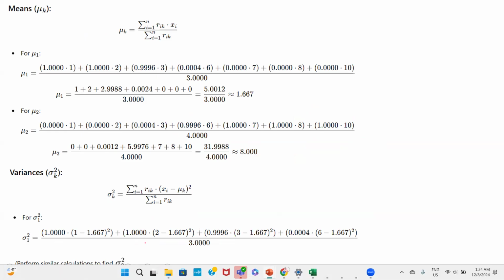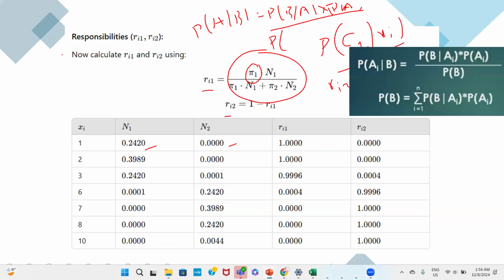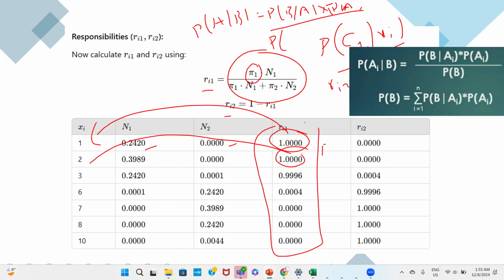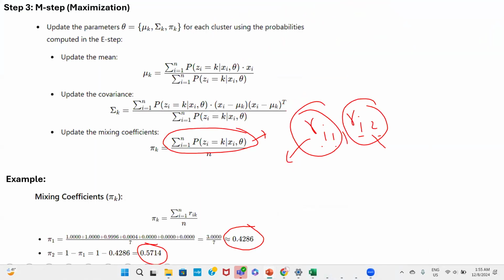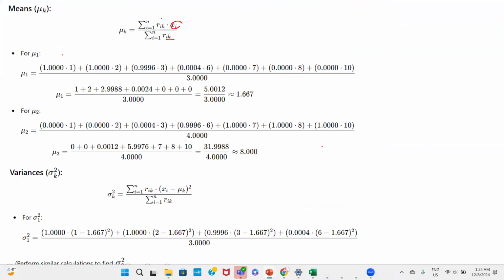The updated mean is nothing but the posterior probability multiplied by the point, divided by the sum of all the posterior probabilities. So this is the responsibility multiplied by the point, plus all the responsibilities multiplied by the point, divided by the sum of all the posterior probabilities. That is the updated expectation mean. We already studied the expectation mean in the first session, in the basics. That's how we calculate the updated mean for cluster 1 and the updated mean for cluster 2.